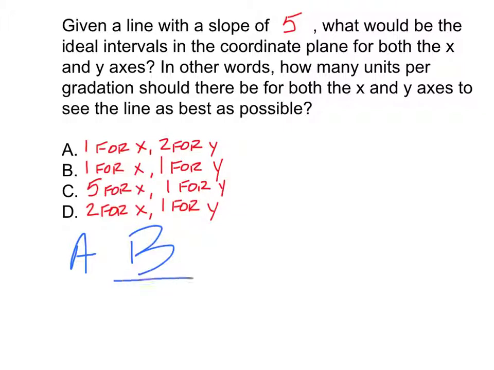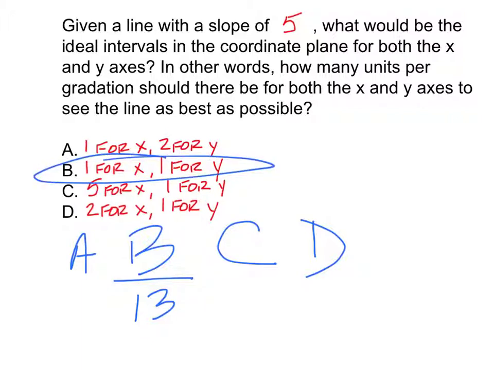Bunch of people choosing B. Let's see, we have close to 13. How about C? How about D? All right, the right answer for this would be B. So you are right.